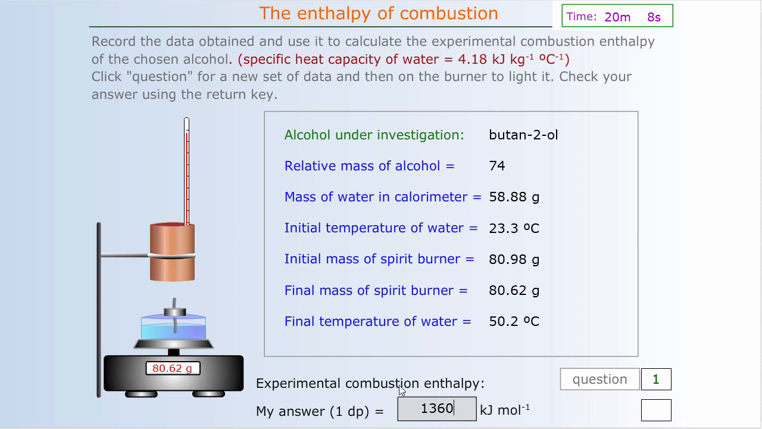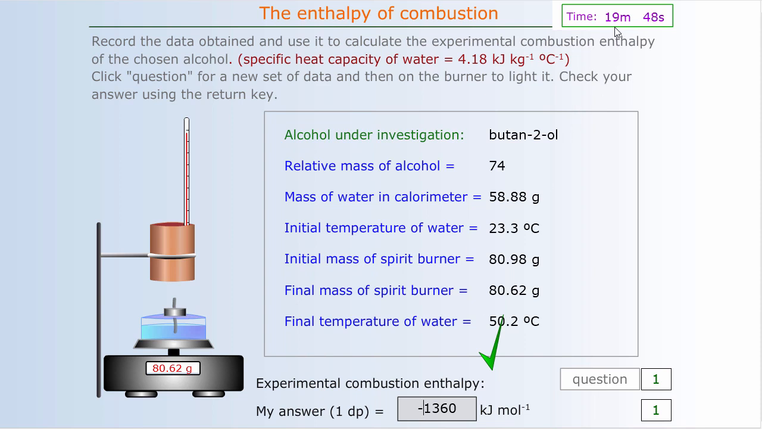Now, it's experimental combustion enthalpy. We mustn't forget that this is a negative value. It's an exothermic reaction. So let's press return, and we're correct. We've got an answer, negative 1360 kilojoules per mole.